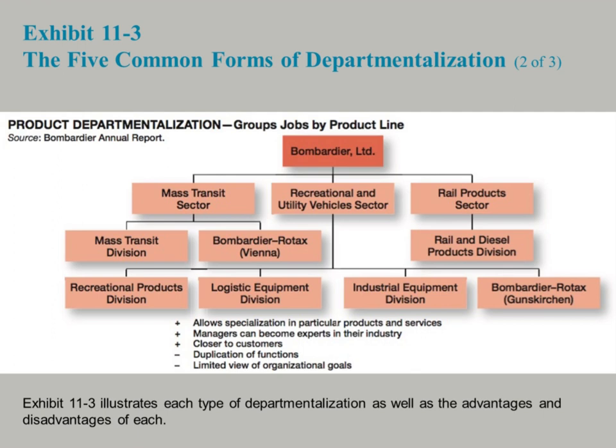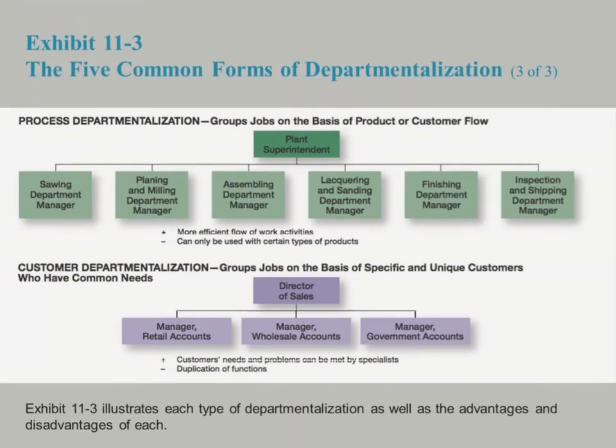You also have where the mass transit division will probably have an HR director or something like that. The rail and diesel products division will also have an HR director. So you have this crossover. You have multiple people doing the exact same job, which might lead to some inefficiencies just depending on what their span of command is.